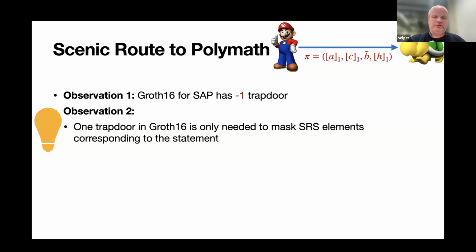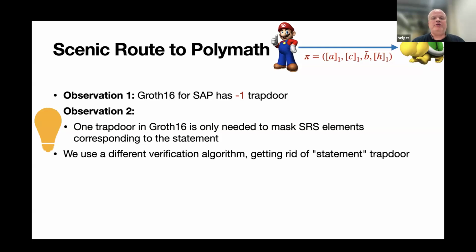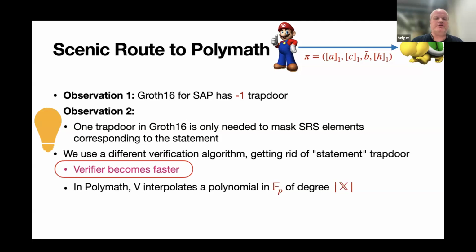It's related to the fact that if you look at the construction of Prot16, then one trapdoor is only needed to mask SRS elements corresponding to the public input. So we are looking for a way now to remove this trapdoor too. And we do it by using a quite different verification algorithm, getting rid of this one more trapdoor. A very positive side effect is that the verifier actually becomes faster because of that. So not only do we get rid of one trapdoor, but we have a faster verifier than Prot16.